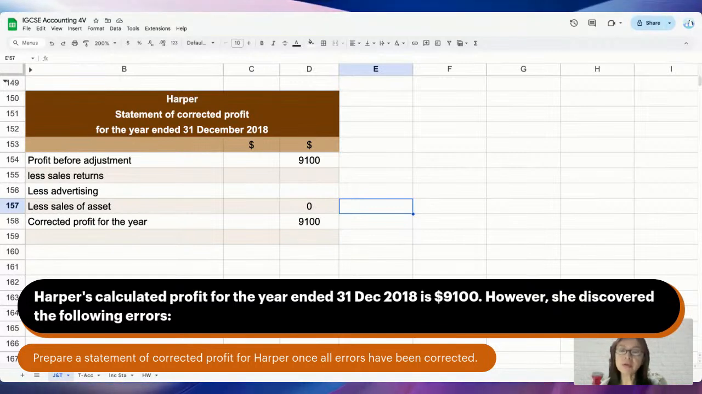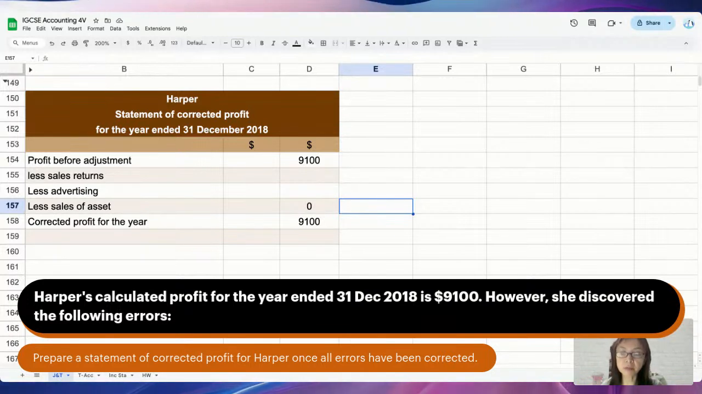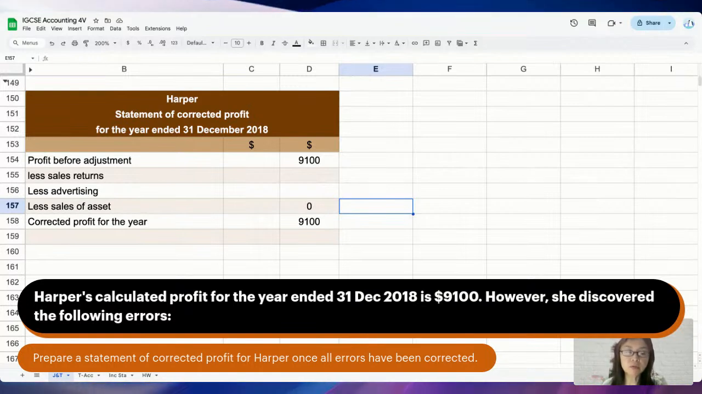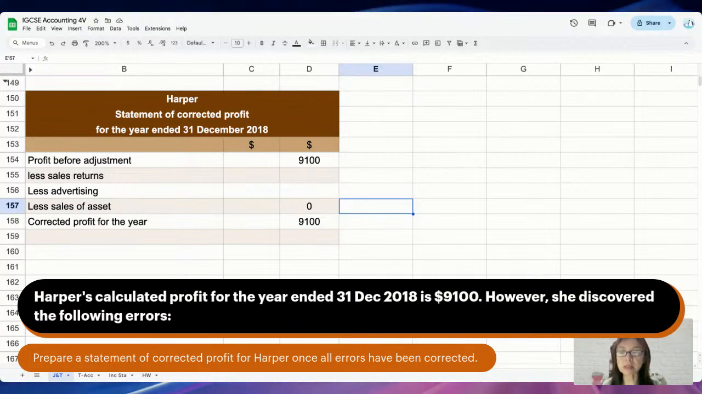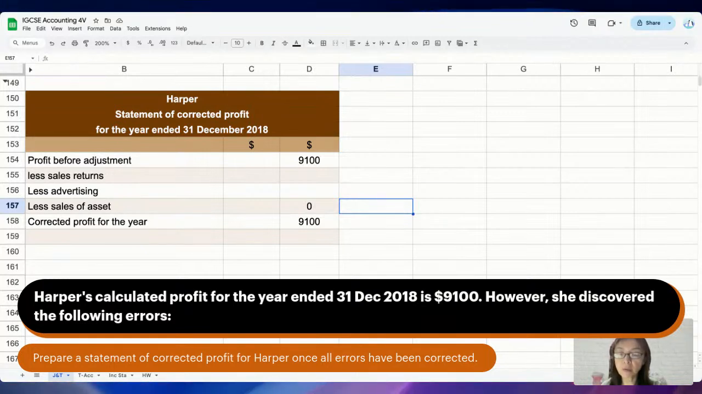Okay, let me read out the question for you. Apple's calculated profit for the year ended 31st of December 2018 is 9,100. So this is the calculated profit. However, she discovered the following errors. I will talk about the individual transactions later, but let's have a look at what we need to prepare. Prepare a statement of corrected profit for Apple once all the errors have been corrected.